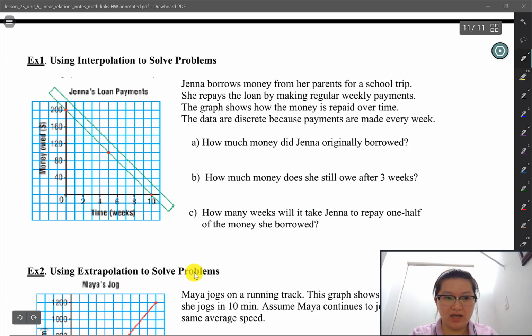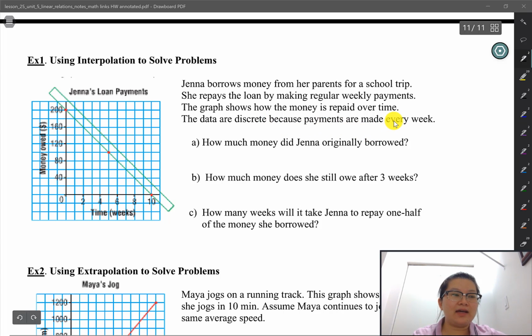Example 1, using interpolation to solve problems. Jenna borrows money from her parents for a school trip. Some of you don't need to borrow money from parents. She repays the loan after making regular weekly payments. Must be some very expensive trip. $200. Oh, okay. The graph shows how the money is paid over time. The data are discrete because payments are made every week.